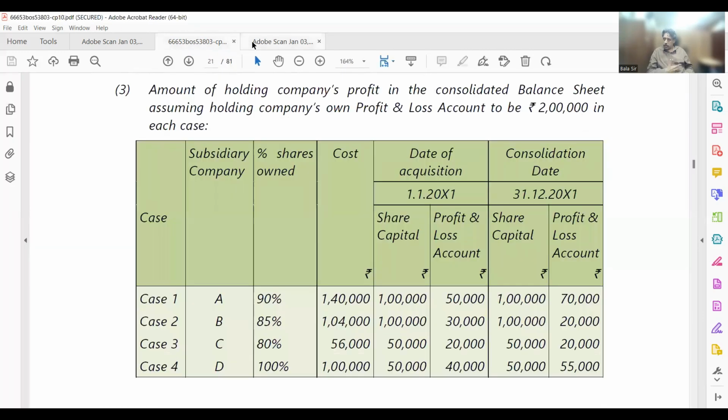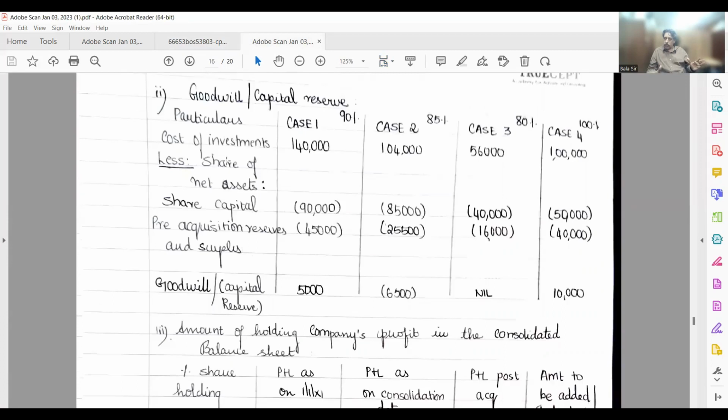Then goodwill computation. What is that? Cost of control. That's the cost of investment, 1,40,000. Then less share of net assets. Under that, number one, share capital will be 90% of 1 lakh, 90,000 rupees. Also add pre-acquisition reserves and surplus, which will be 50,000 into 90%, 45,000. Don't consider the post-acquisition profit because goodwill is calculated on acquisition date. In all, 90,000 plus 45,000 adds up to 1,35,000. And then what is the amount I paid? 1,40,000. Therefore, 5,000 rupees goodwill. I paid something more, so 5,000 goodwill.